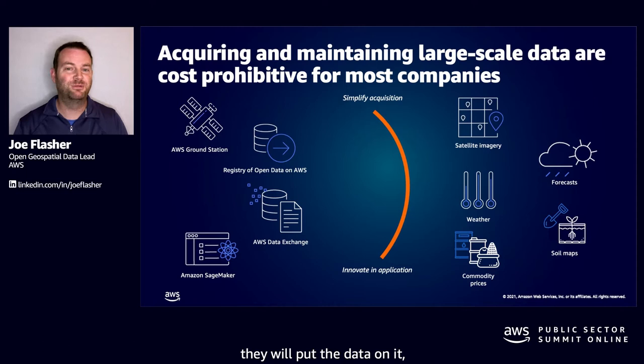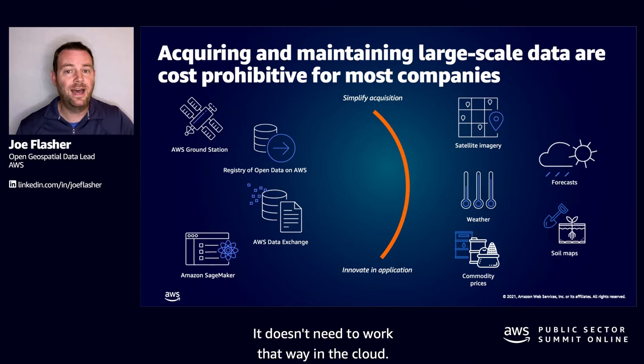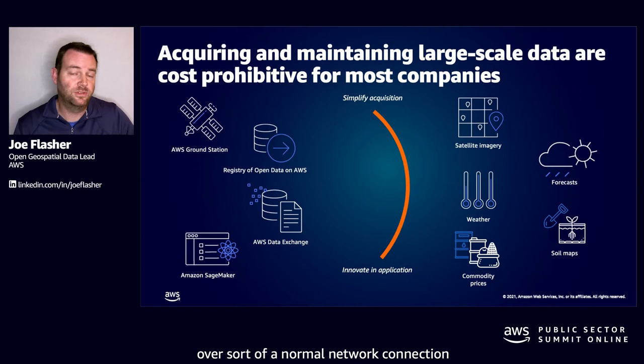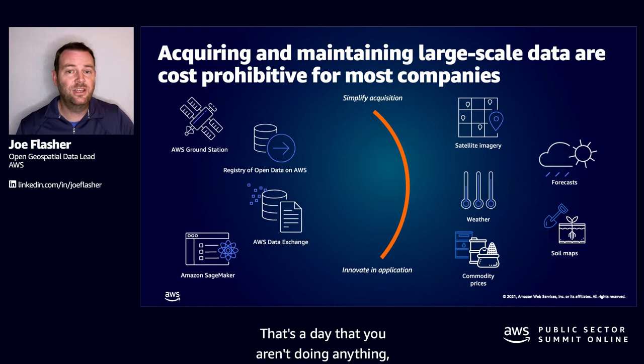It doesn't need to work that way in the cloud, right? By storing one copy of the data and having everyone work from that one copy of the data, you eliminate the need to pay or take the time to move that data around. Just as an example here, if we're talking about 1 terabyte of data, moving it over a normal network connection that most of us have can take around a day. That's a day that you aren't doing anything but moving bytes around, and that's a day that you can't even get to the part you're trying to get to, which is actually doing something with the data, right?